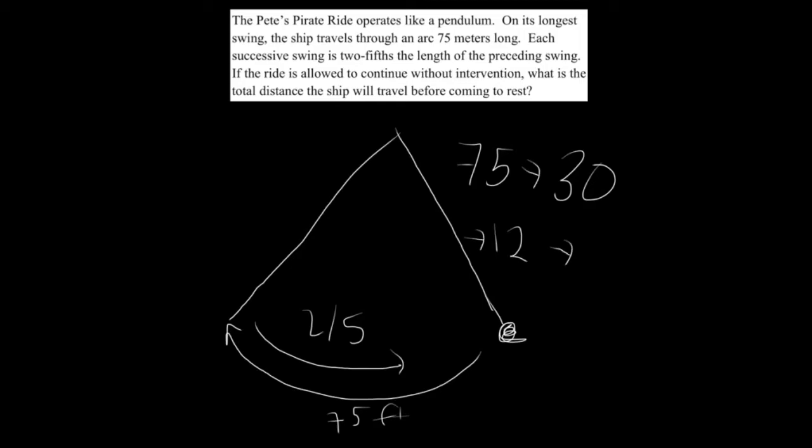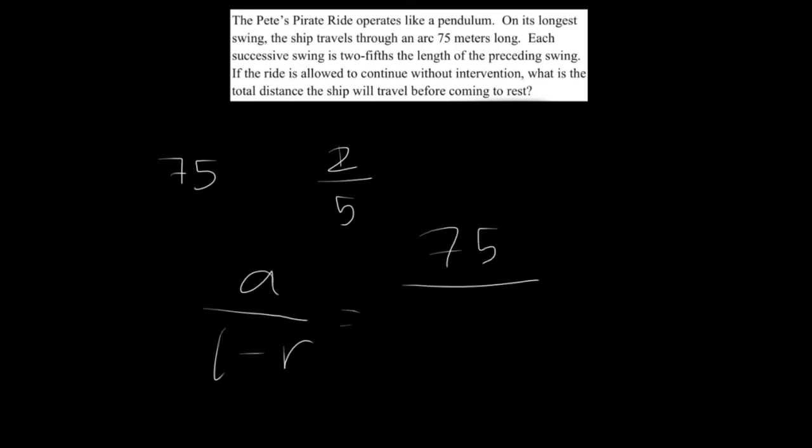So now we need to find the total distance that the ship will travel, which is just the sum of all these. So let's use our formula. If our first term is 75, and our common ratio is 2/5, then we use a1 over 1 minus r, which is 75 over 1 minus 2/5. This is equal to 75 times 5/3, or 125.